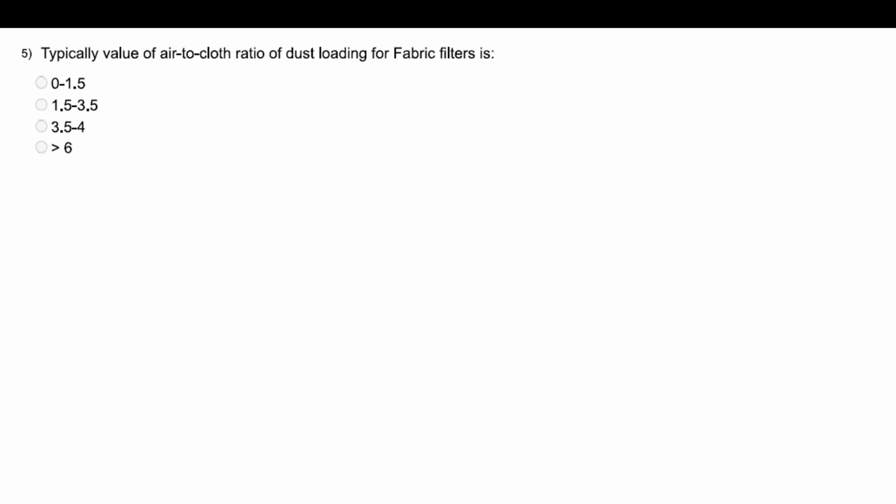Typically, the value of air to cloth ratio for dust loading for fabric filters is, this is a theoretical value that you follow. So this is the most probable range, which is nothing but 1.5 to 3.5.